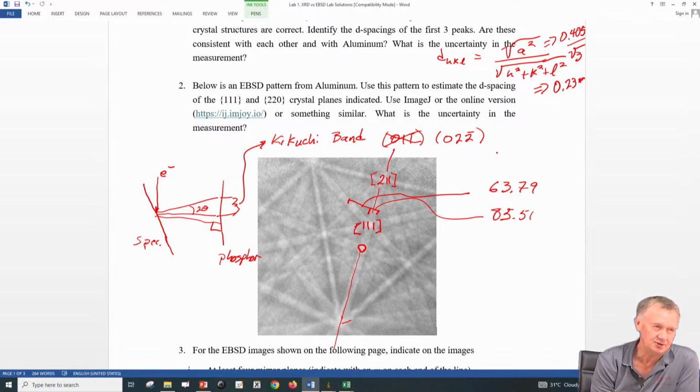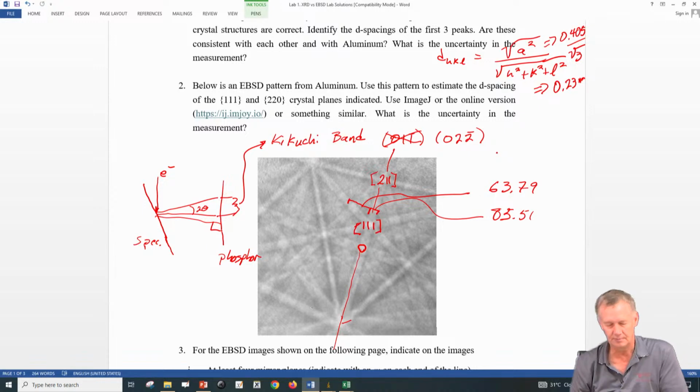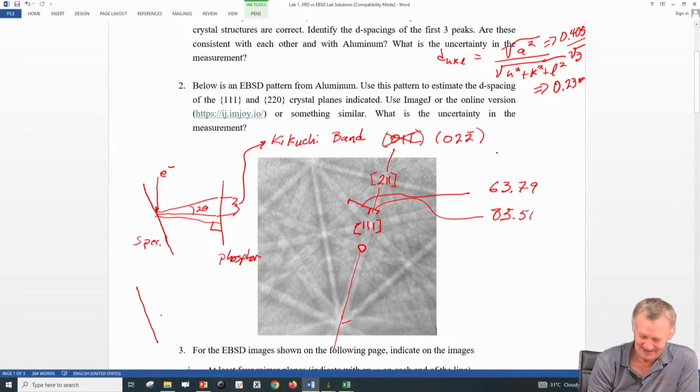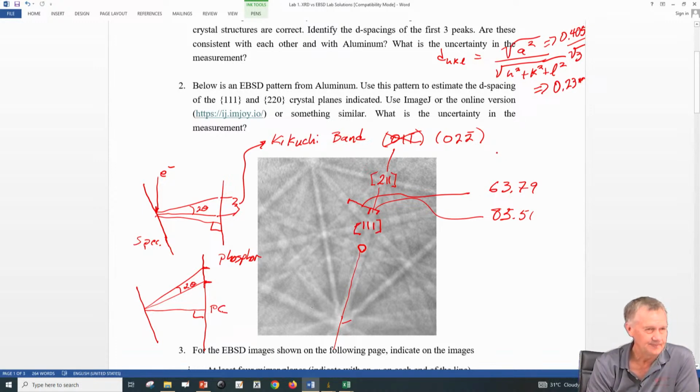Do I need to redraw it? Let me redraw it. I'll redraw this quick. Same image. That's the bandwidth angle, 2 theta. This is the line normal to the screen, which gives me the pattern center. Okay.